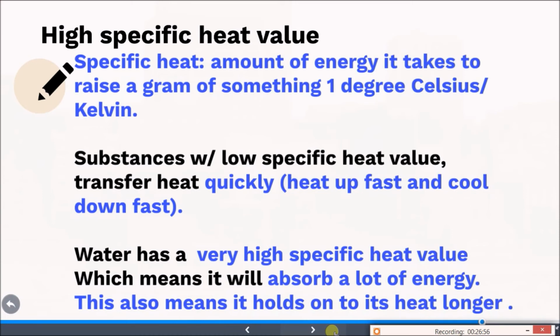But the specific heat is just the amount of energy it takes to raise 1 gram of something a whole degree Celsius or Kelvin. Either way, doesn't matter. They're the same-ish. So basically that means how much energy does it take to put into a substance to raise its actual temperature?